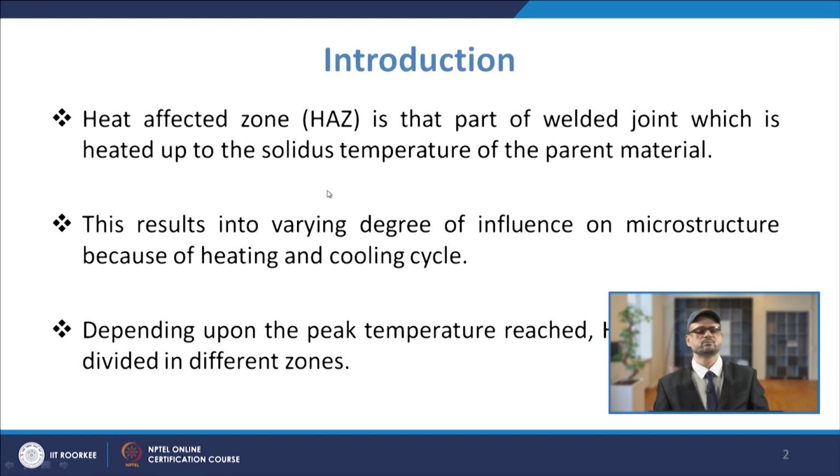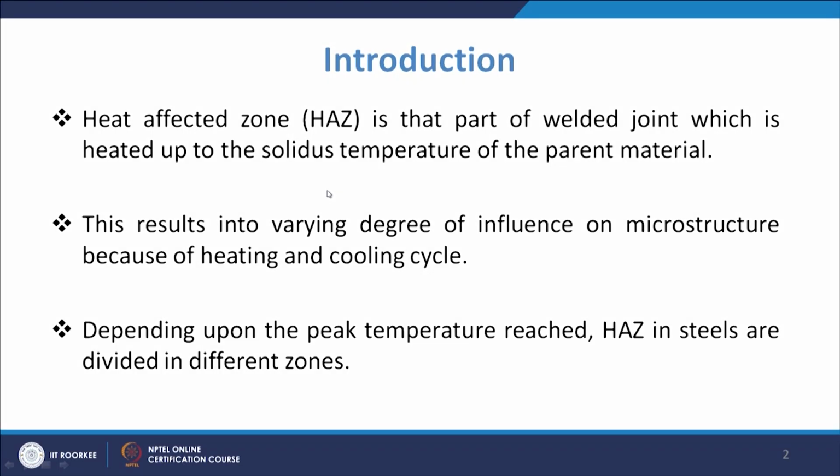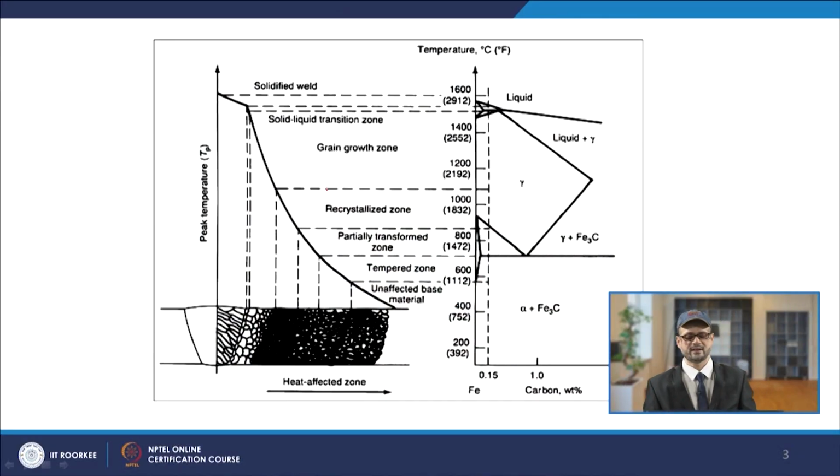Now, coming to the different zones which we talked about, the heat affected zone. You can have a look at this heat affected zone in the case of ferrous material, steel. Here, on the right hand side, we see the iron carbon diagram, and we can have a feel about the different zones which are formed in the case of steel.